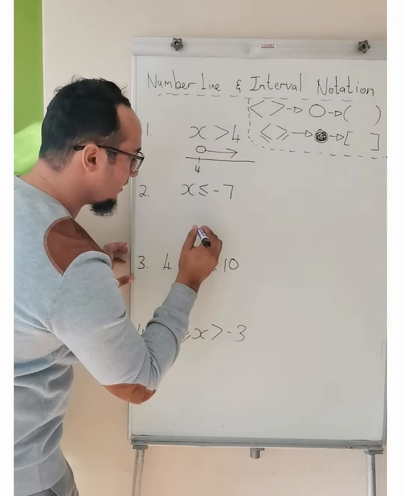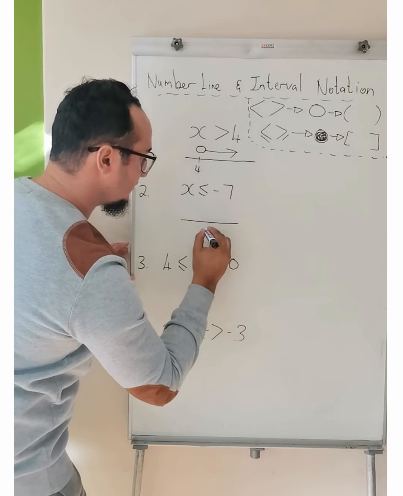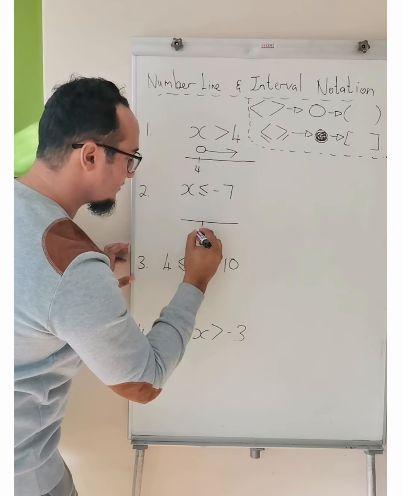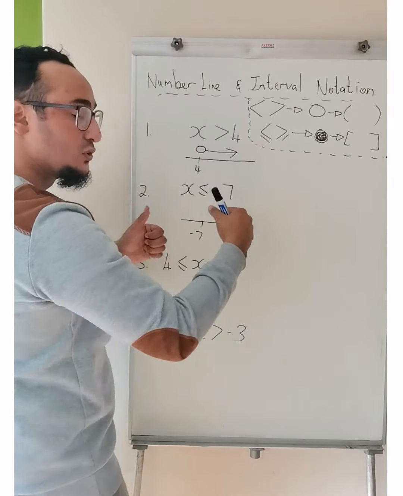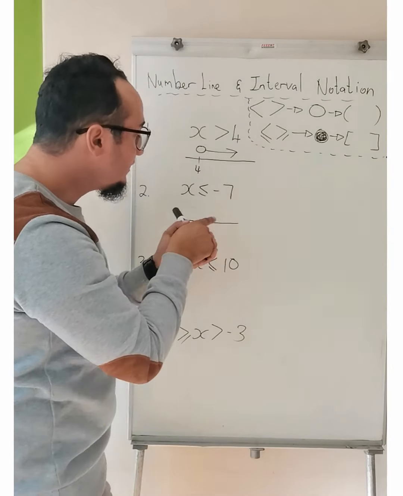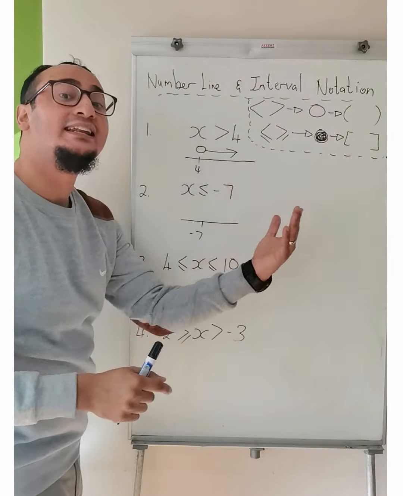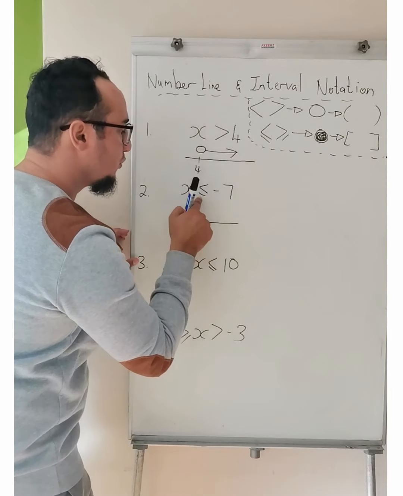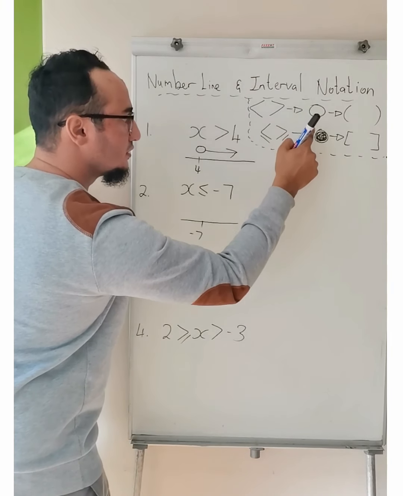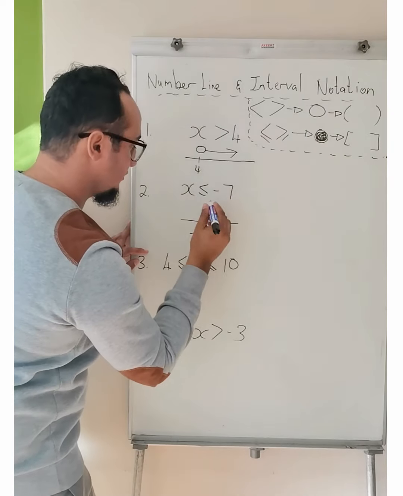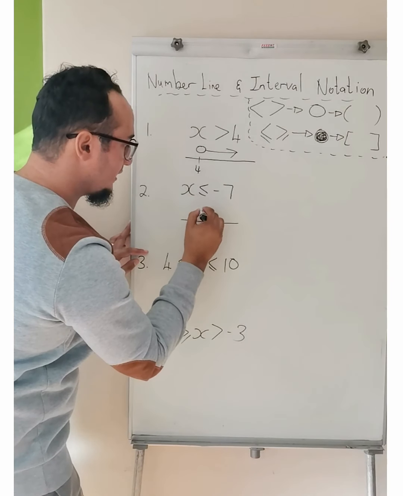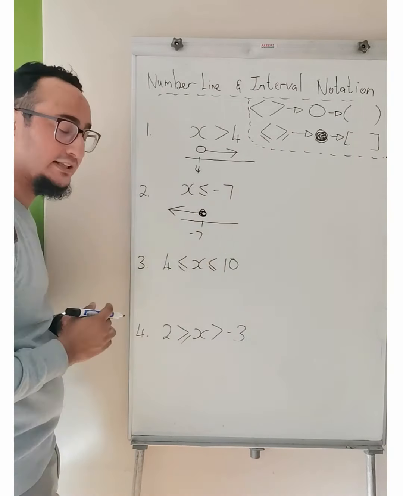So over here, number line, the answer, -7. In which direction? To the left hand side, meaning that my X value is less than -7. Which type of circle? Open or closed? Closed. So draw a circle, color it in, to the left hand side.